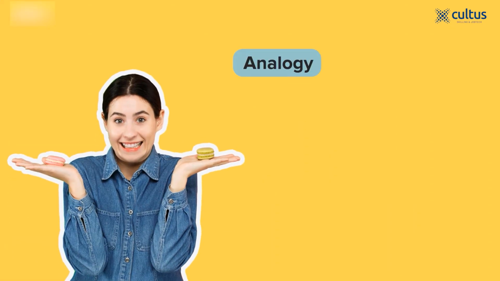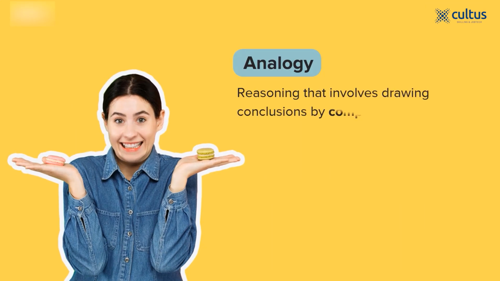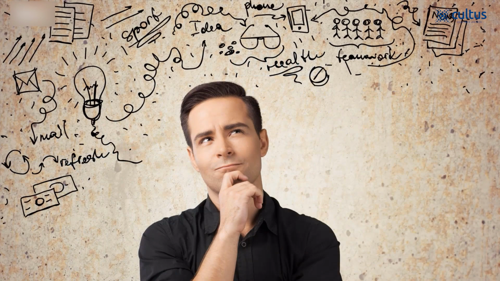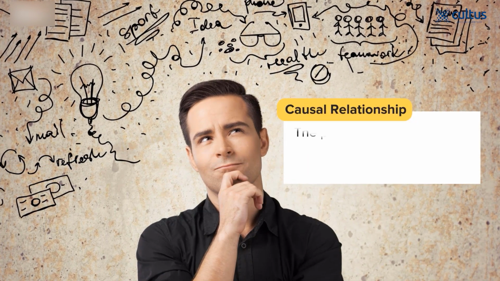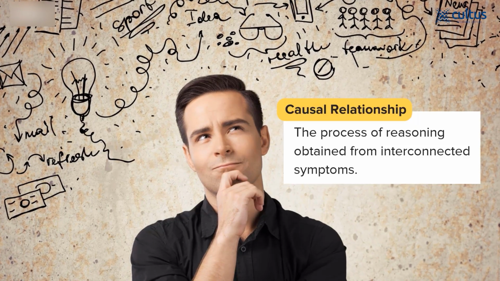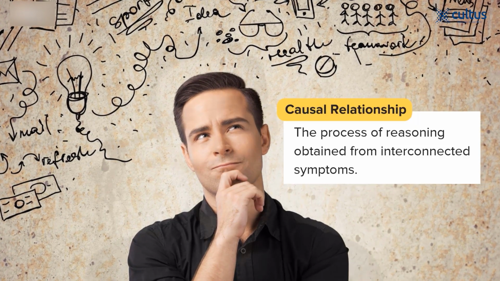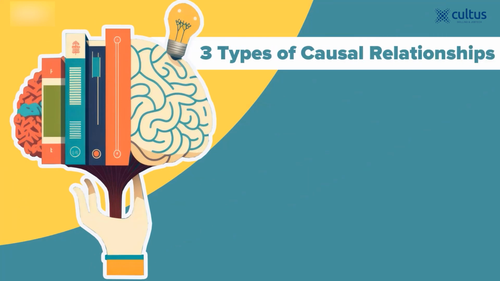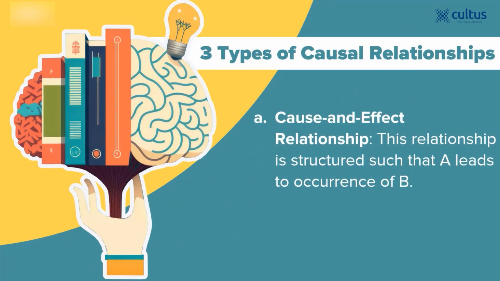Analogy is a form of reasoning that involves drawing conclusions by comparing two things that share numerous similarities. These shared similarities serve as the basis for deriving conclusions. A causal relationship is a reasoning process obtained from interconnected symptoms. Causal relationships are divided into three types, including cause and effect relationship.